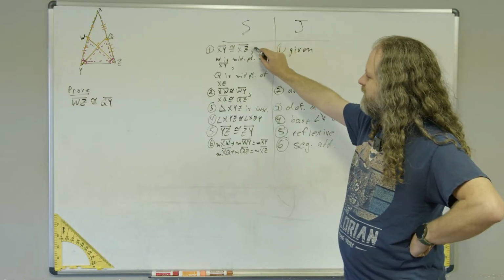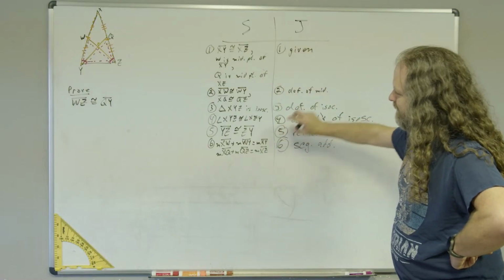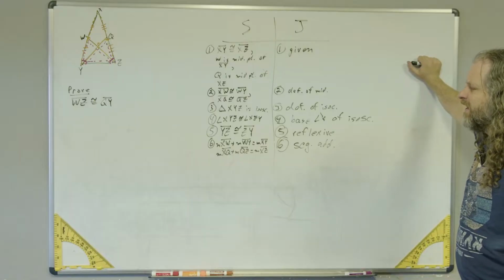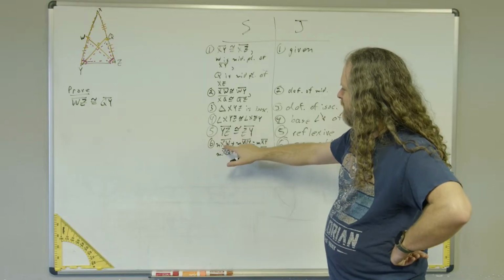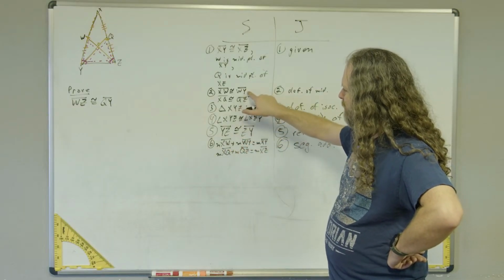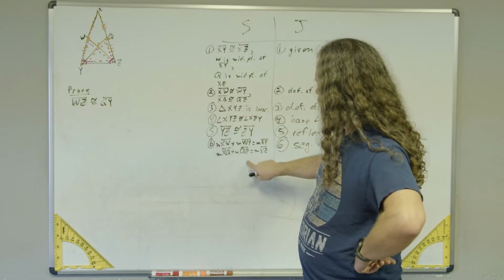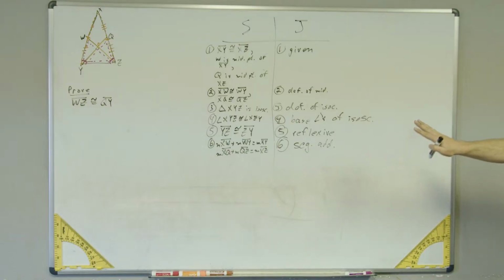XY equals XZ, right? So we've got these down here, so we could do something with that. We've also got XW and XY and WY being equal. We've got XQ and QZ being equal. So we could do some, what is that called when we start replacing stuff?